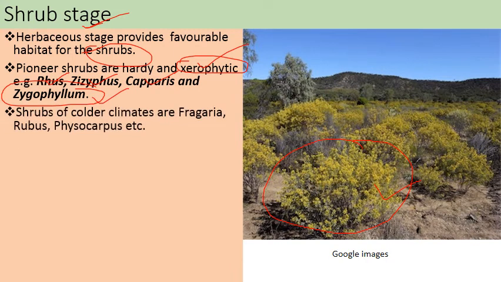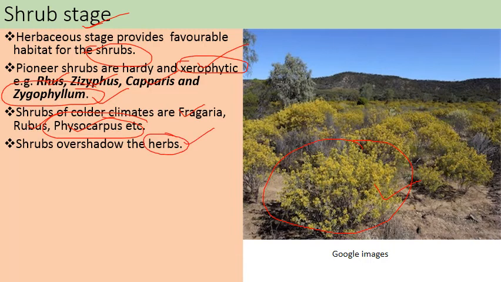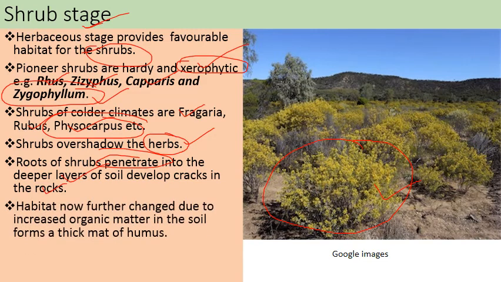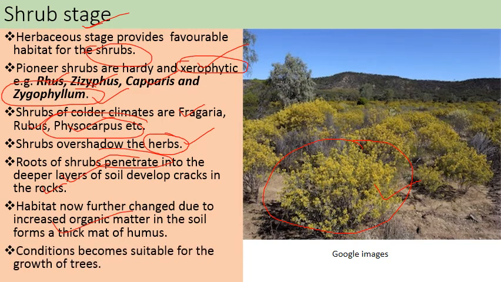Shrubs of colder climate are Fragaria, Rubus and Physocarpus. So these are some shrubs of colder climate. The shrubs overshadow the herbs, so the herbs cannot photosynthesize well. Then roots of shrubs penetrate deep into the layers of soil and crack the rock surface, and the habitat further changes due to increased organic matter and forms a thick mat of roots. The condition becomes suitable for the growth of trees.